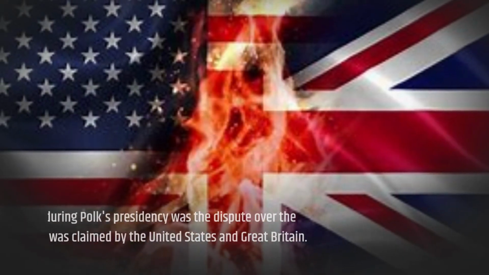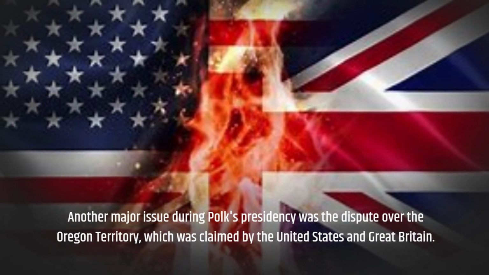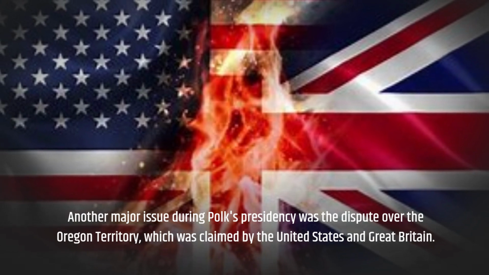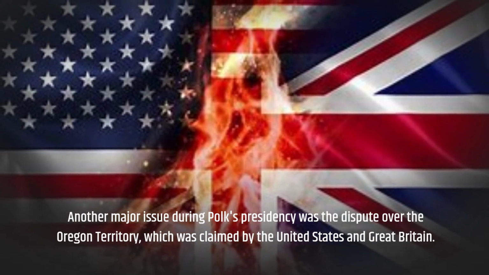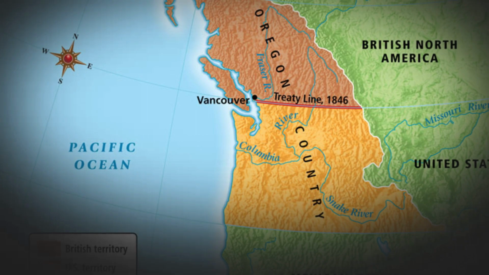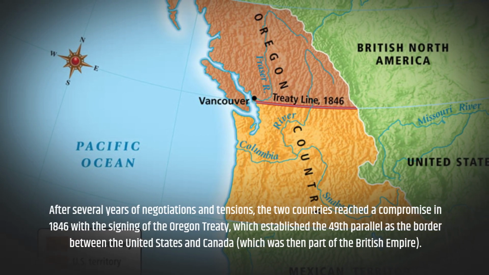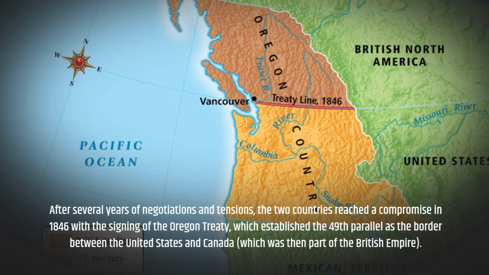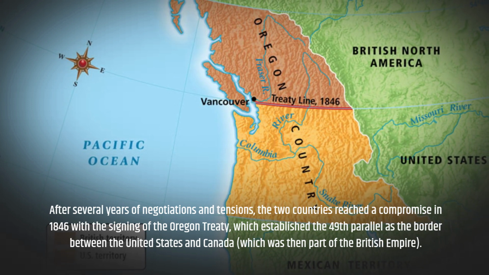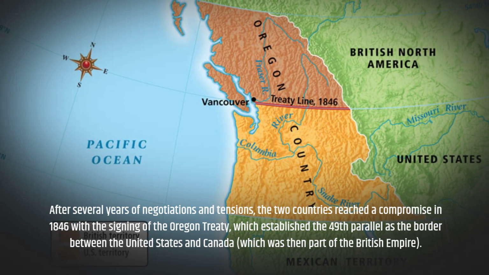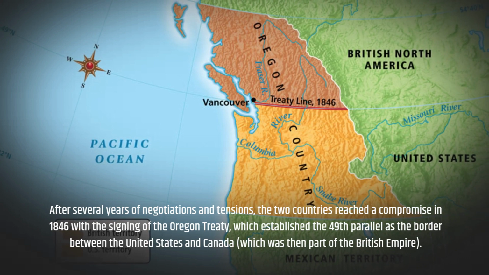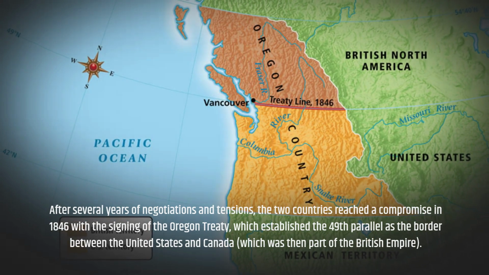Another major issue during Polk's presidency was the dispute over the Oregon Territory, which was claimed by the United States and Great Britain. After several years of negotiations and tensions, the two countries reached a compromise in 1846 with the signing of the Oregon Treaty, which established the 49th parallel as the border between the United States and Canada, which was then part of the British Empire.